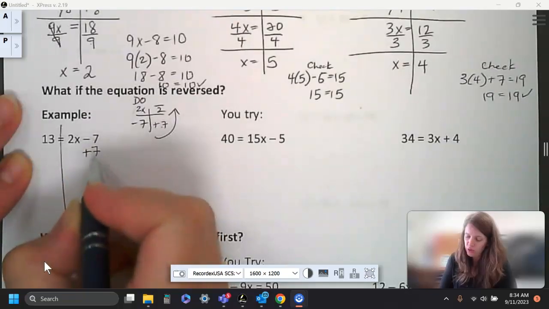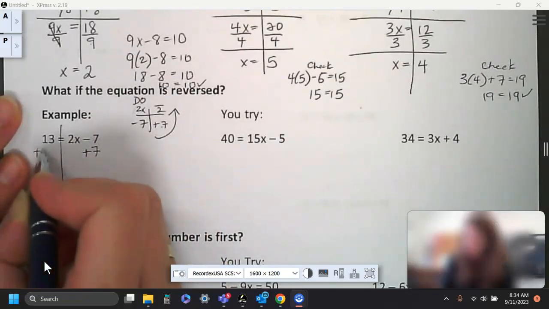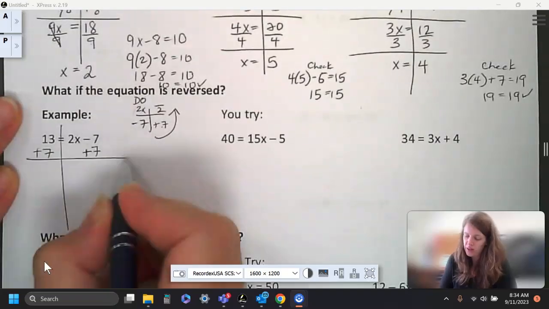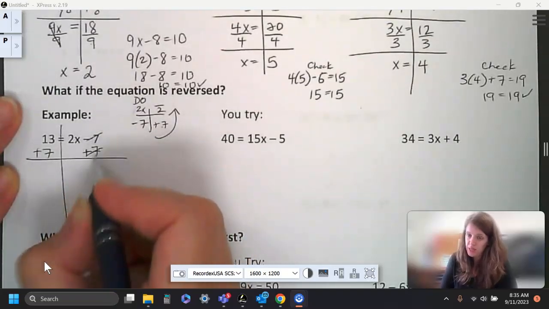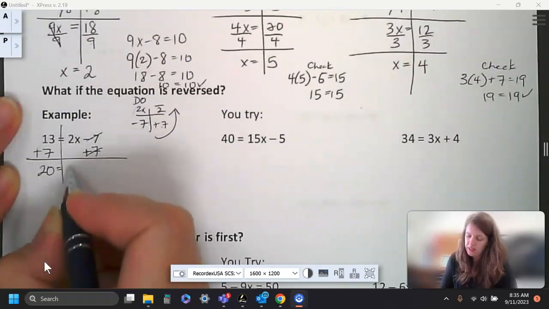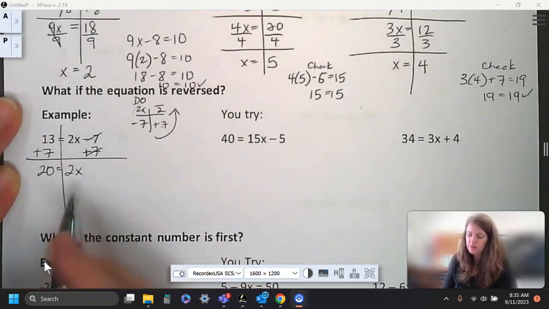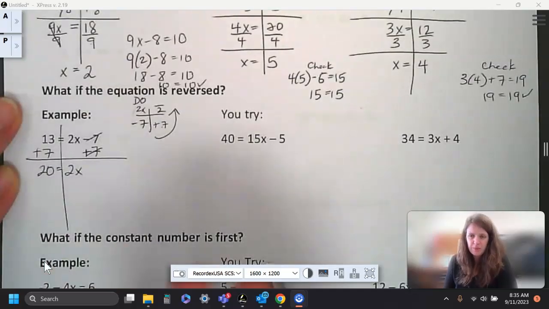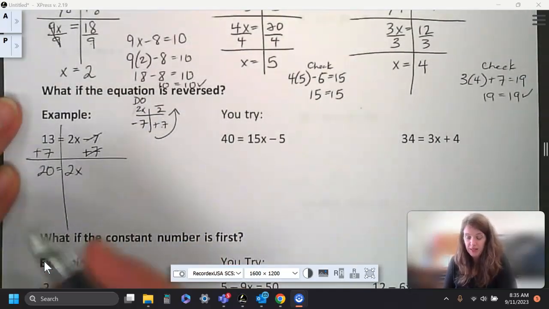So I'm adding 7 over here. And remember, we have to do it on both sides. So I'm adding 7 over here. That means these ones are going to cancel because they give me a 0. And 13 plus 7 gives me 20. And I still have a 2x. So instead of the x being on the left side, it's on the right side, but my steps are still the same to get x by itself.